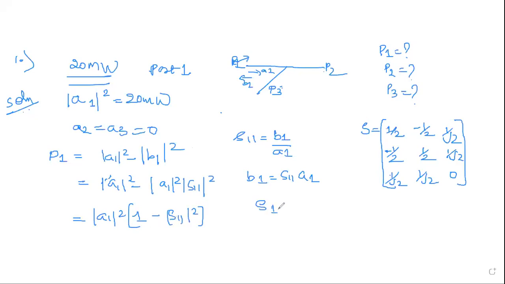What is the S11 value from the H plane T matrix? 1/2. So you can substitute it here. That is A1 squared. You know the value is 20 milliwatt. So I'll write it as just 20 milliwatt. I can consider it as the answer. 1 minus 1/4 milliwatt. So just calculate this: 20 minus 1/4 into 20, that is 1 minus 1/4 into 20. How much power are you getting? 15 milliwatt.